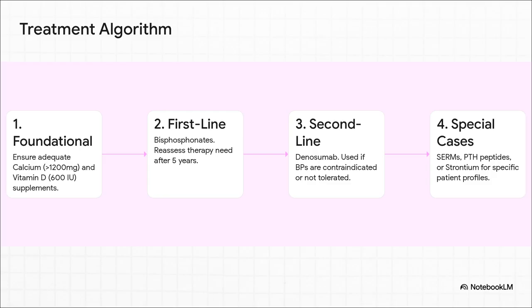Step 2 is the first-line drug therapy, which is almost always a bisphosphonate. After 5 years, you reassess if they still need it. If a patient can't take or doesn't tolerate bisphosphonates, we move to Step 3, the second-line therapy, which is denosumab. And finally, Step 4 is for special cases. You might consider a SERM for someone who is also at high risk for breast cancer. The anabolic PTH drugs are reserved for very severe osteoporosis. And like we said, strontium is a last resort for very high-risk patients with zero cardiovascular risk.